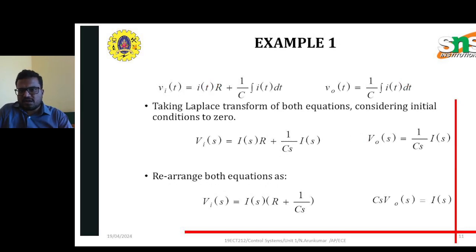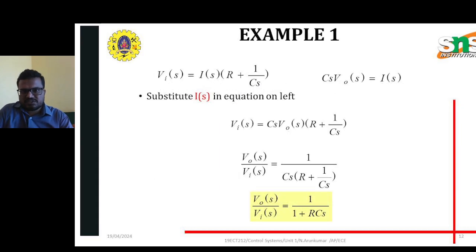After calculating all the equations, we have to convert them to Laplace transform, so that we can get the final equation V naught of s by Vi of s equal to 1 by 1 plus RCs. After cancelling all the steps, we can rearrange them so that we calculate the final equation as output by input is 1 by 1 plus RC of s.